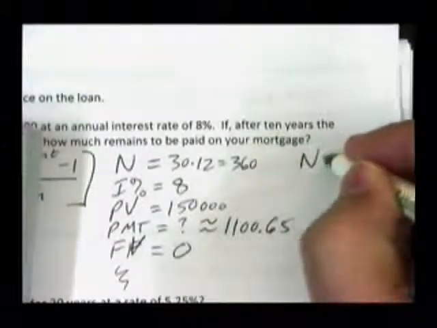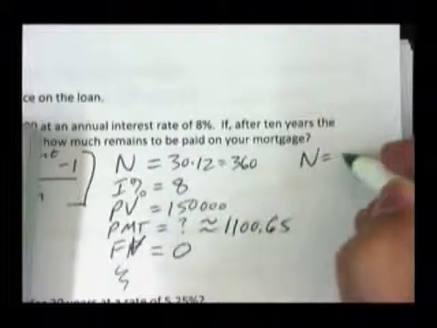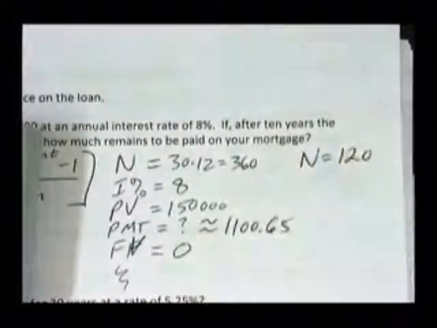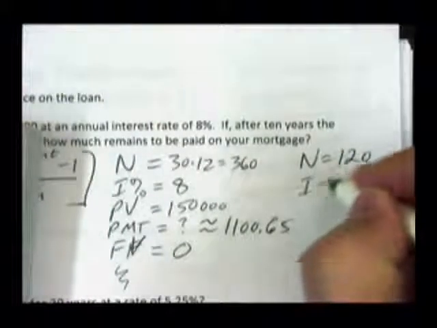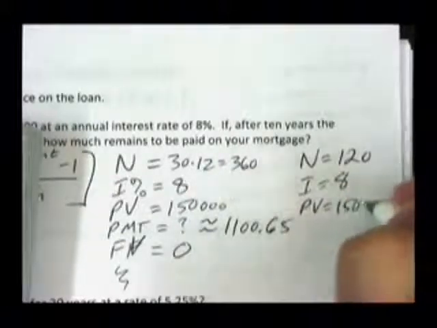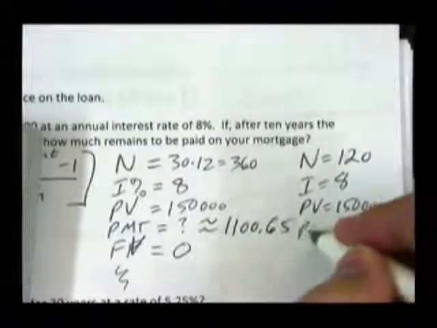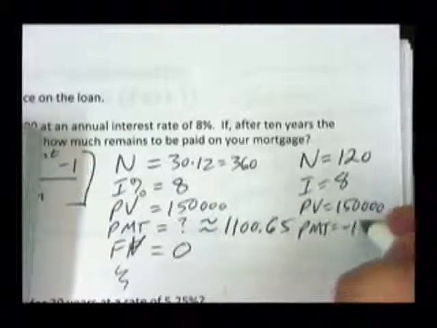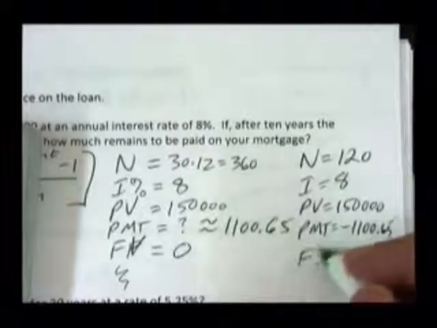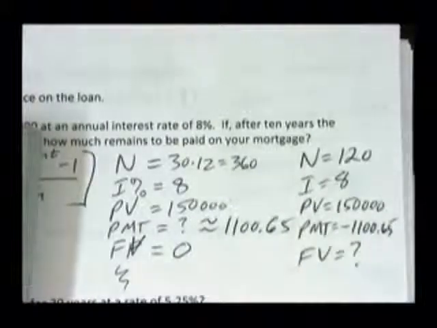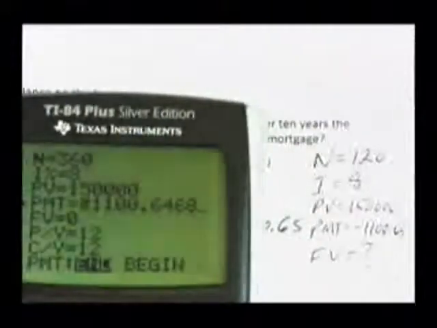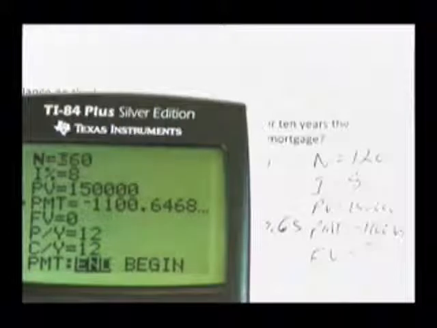TVM solver. And now I'm going to say, all right, what's going to happen after 10 years? So after 120 payments. My interest rate is still the same. My present value is still the same. My payment, I found, is minus $1,165. And what I want to calculate is how much I owe at that future time, after 10 years. So if I put that into my calculator, I'm going to change this to 120.